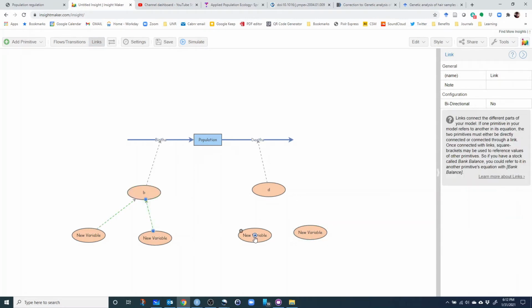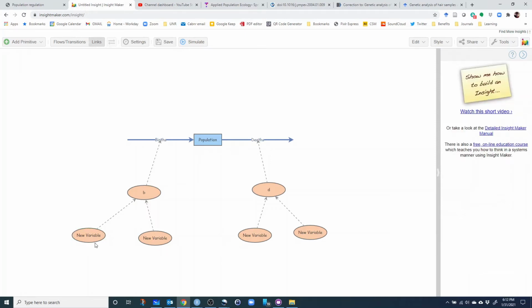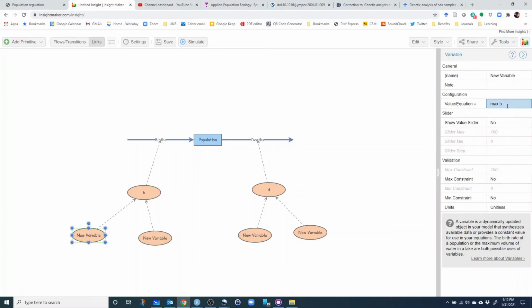here. So those two are going to represent birth rate. These are going to represent death rate. And one of them I will call max birth rate. So I didn't type that in the right spot. It should be in the name category. That's going to be the maximum birth rate. And this one's going to be the minimum death rate, the most favorable death rate.